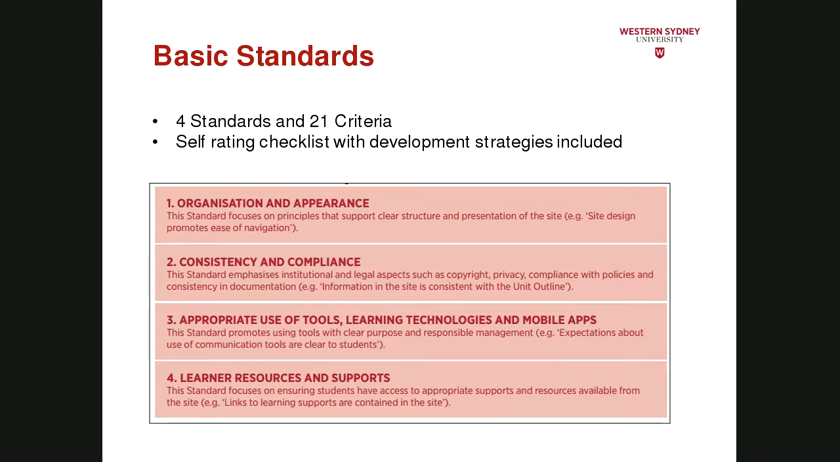So there are 21 criteria across those basic standards, and how we've designed them, and I'm very happy to share them. They're Creative Commons, you can use them as you want. The way the document's being prepared, or the standards are being prepared, is a self-rating checklist. So you can go through and identify whether you're meeting it or not meeting it, or you're working towards it. And we've also placed a fair amount of information there in terms of development strategies.